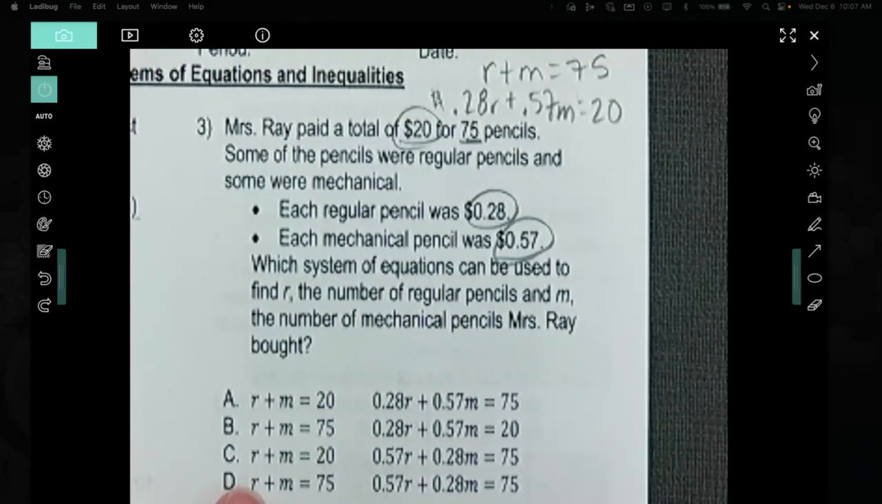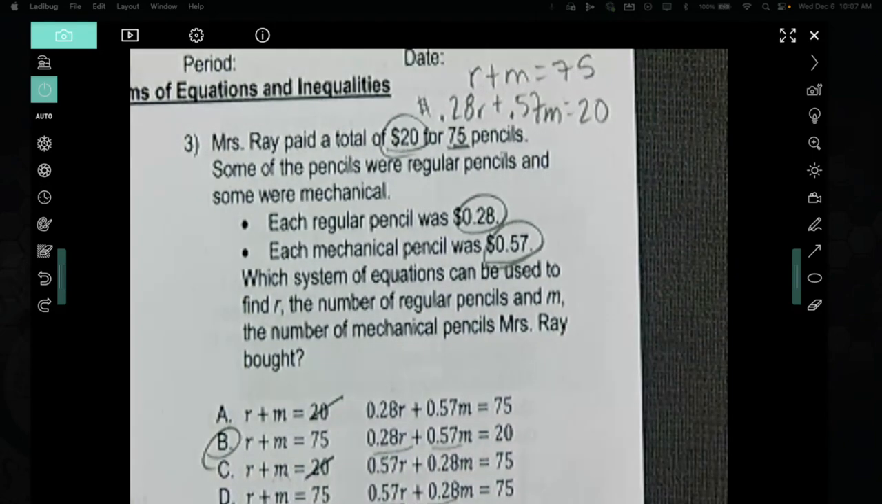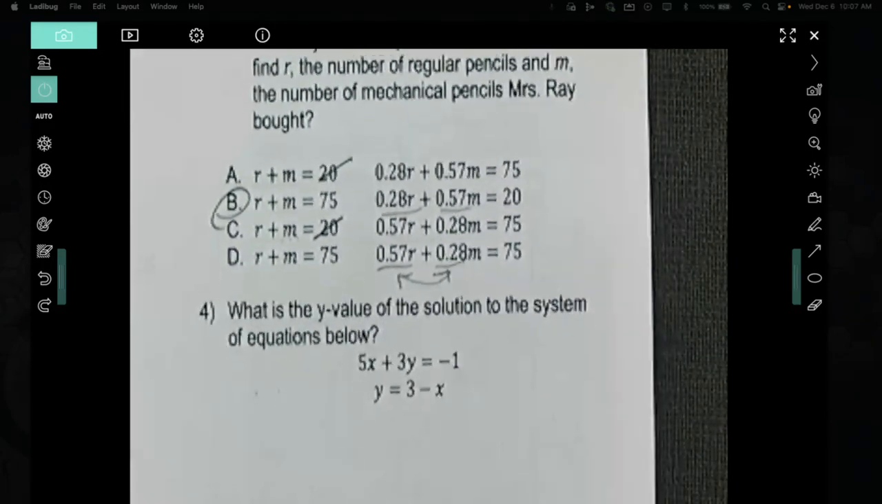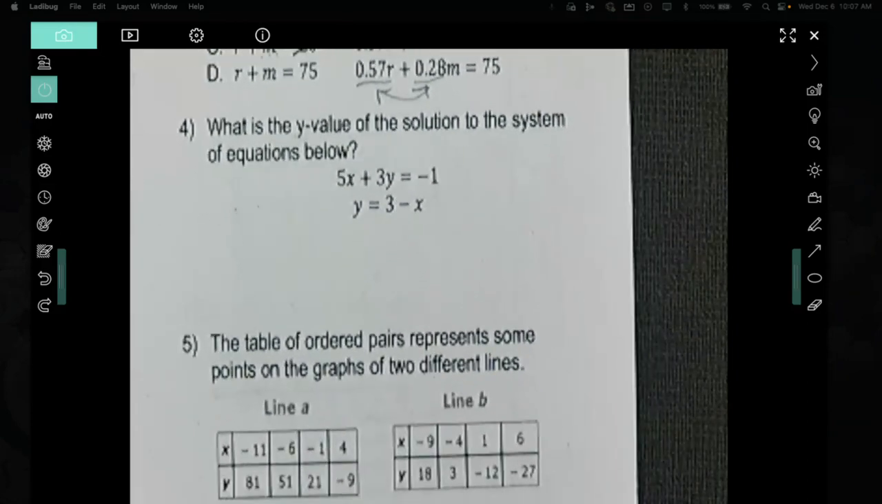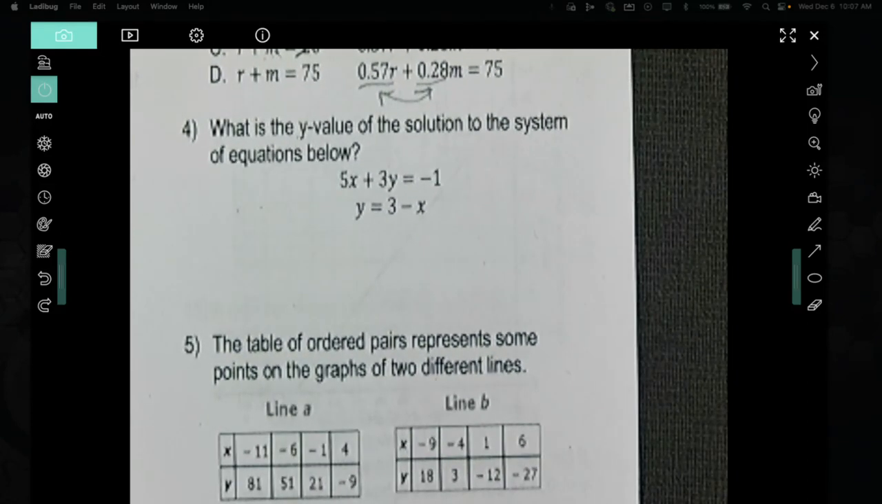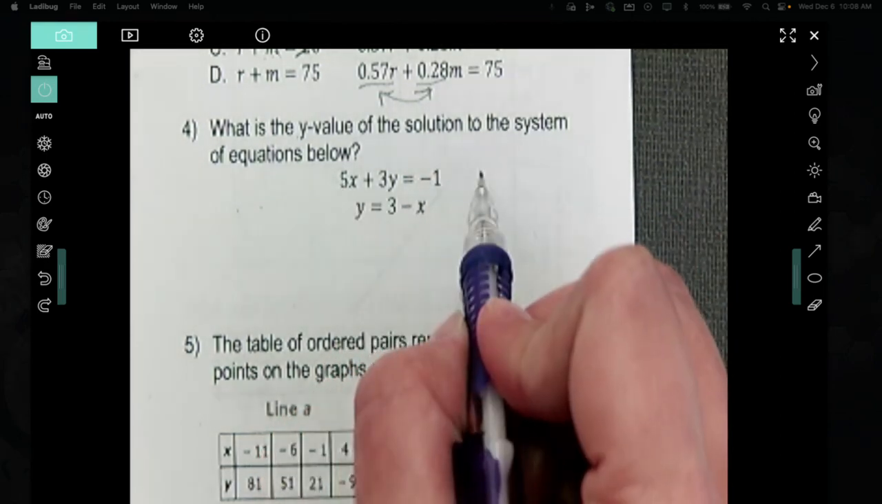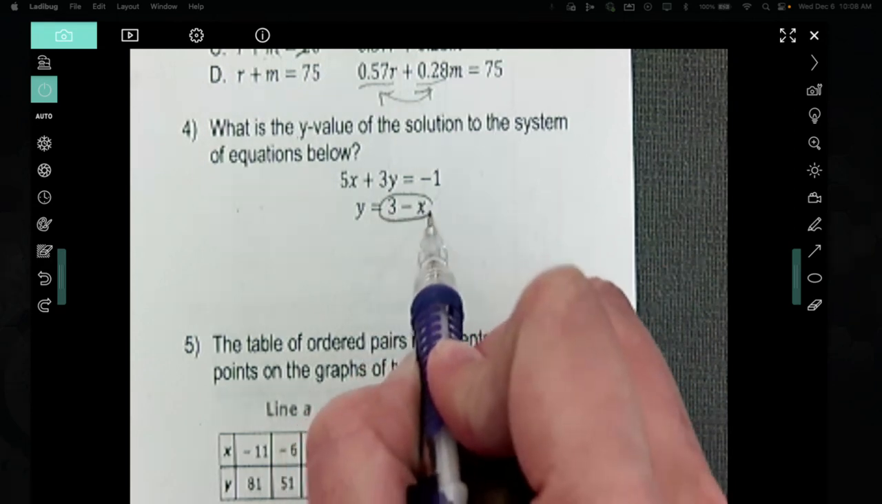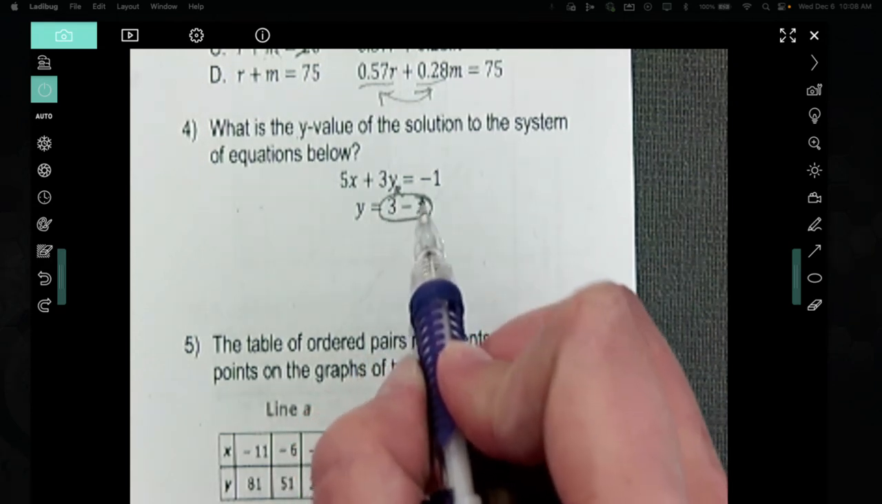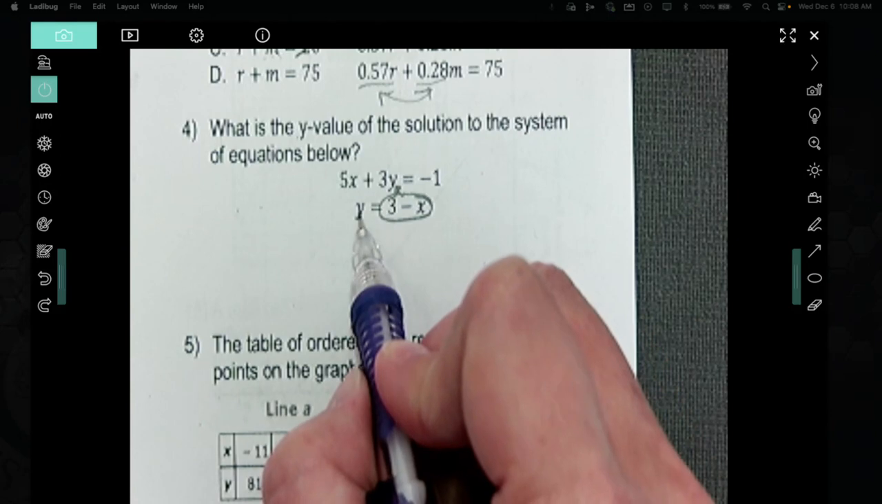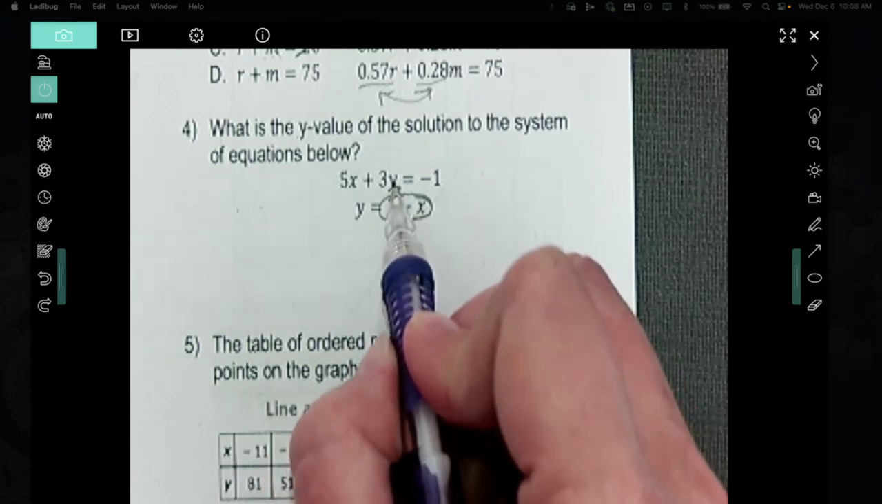If I look at my answer choices down here, no and no, because this is 75 that we bought. Pay very close attention. Notice this one is in fact backwards. So it is B. Number 4, what is the y value of the equation? You can do a couple of different things here. This is already y equals. You could change this to y equals and graph it. I'm going to use substitution on this one since it is in fact y equals. So if this is y, I can put this in place of y.